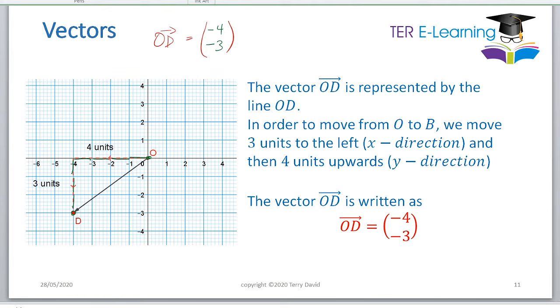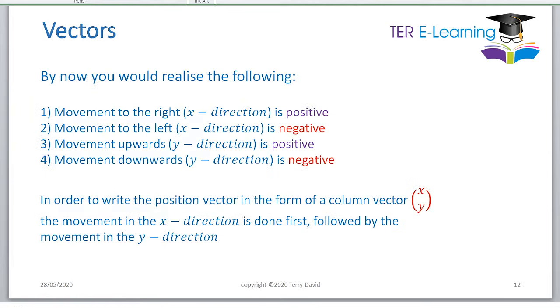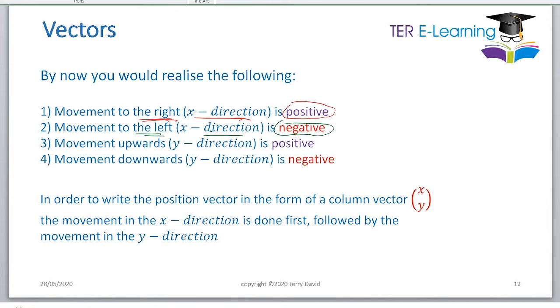Just to summarize what I'm saying: if we move to the right in the x direction, the number is going to be positive. If I move to the left in the x direction, the number is going to be negative. The same concept applies to the y direction. If I move upwards, it's going to be positive. If I move downwards, it's going to be negative, right? Make sure you all understand that.